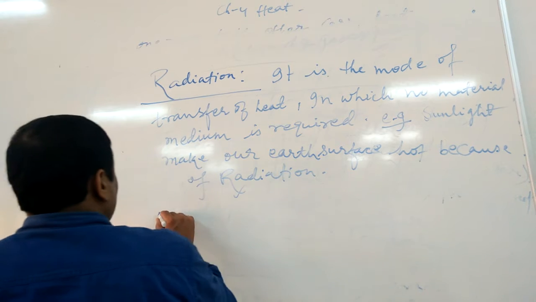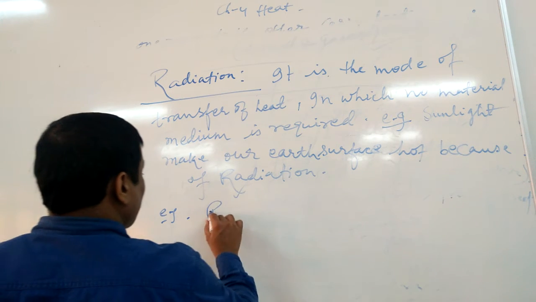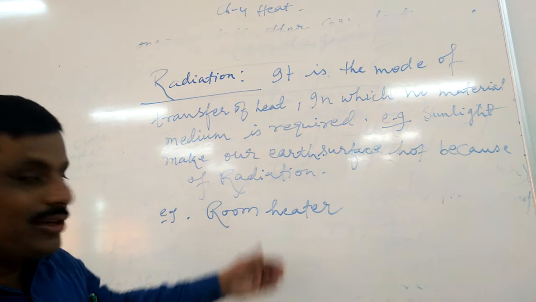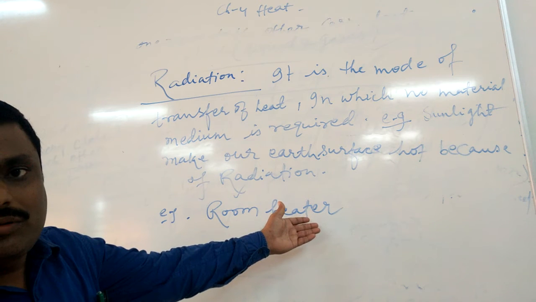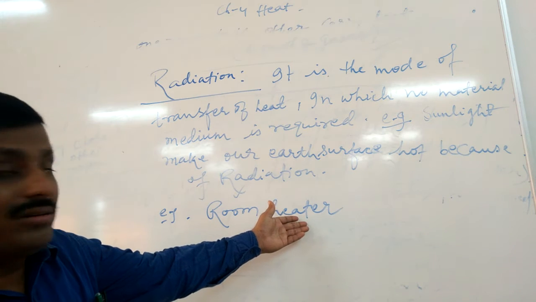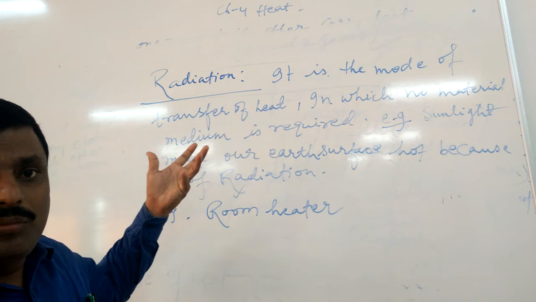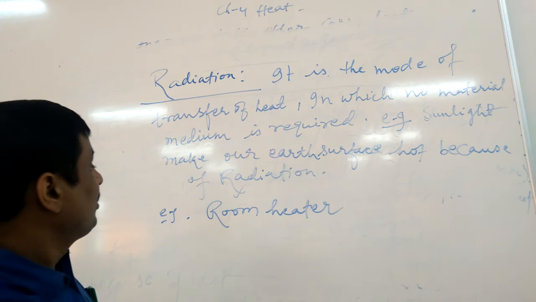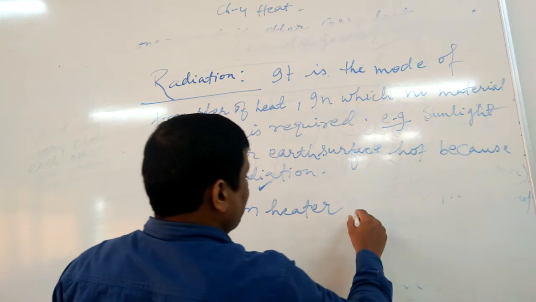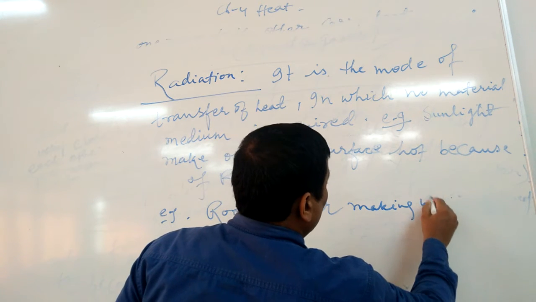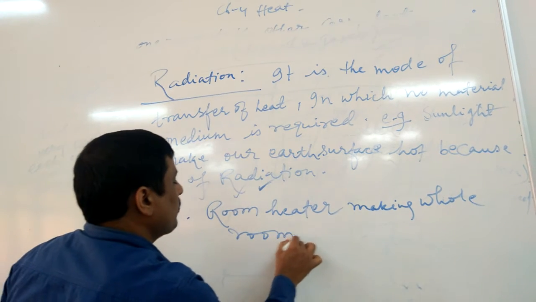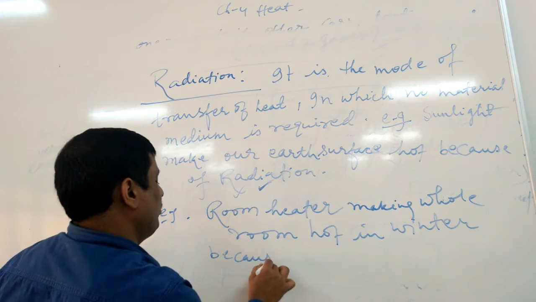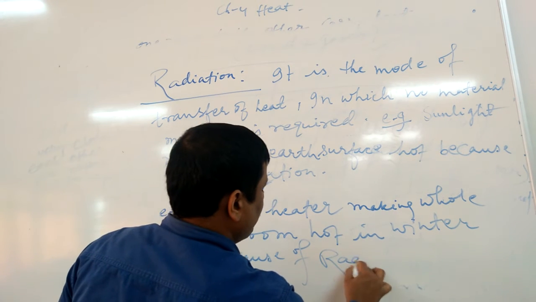Another example is the room heater. If any person is using a room heater in winter, the whole room becomes warm. How is it possible? Because of the mode of transfer of heat through this process, radiation. The room heater makes the whole room hot in winter because of the radiation process.